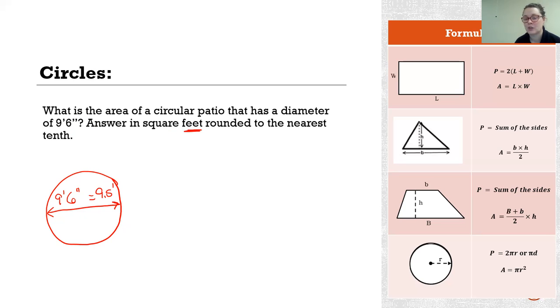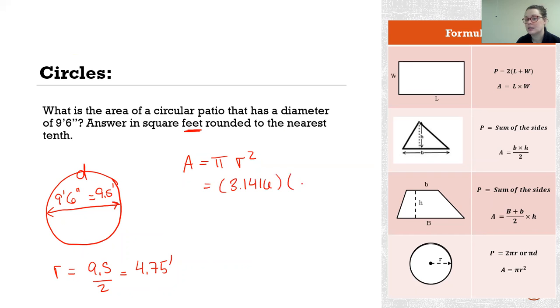All right. So the formula for the area of a circle, area is equal to pi, which is 3.1416, r squared. So this is our diameter. So the radius is equal to 9.5 divided by 2, which is 4.75 feet. Now we can put that into our equation.